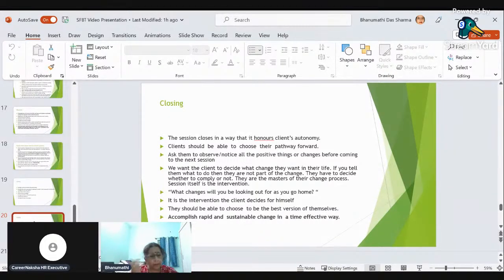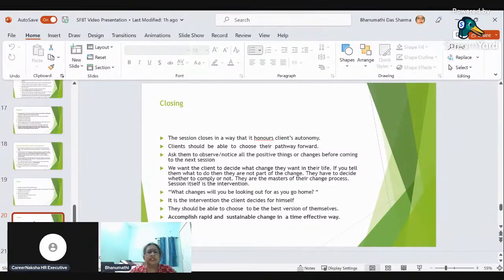So, but we can ask them to observe or notice all the positive things, because this therapy itself is a transformation. Definitely we hope and believe the client is positive change aa gaya hoga. So we can ask them to notice all the positive things or changes before coming for the next session. That they can do, because वो वैसे भी आप नहीं भी बोलेंगे.